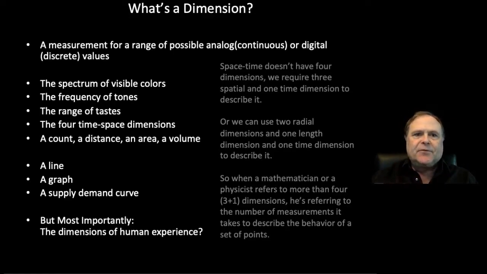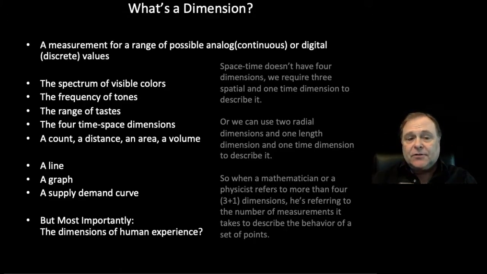It's a measurement for a range of possible, continuous, whether analog, or digital discrete values. Some examples would be the spectrum of colors, the frequency of tones, a range of tastes, the 4 space-time dimensions, and of course the difference between a count, a distance, an area, and a volume. So we have a line, a graph. You have a line, right? A hierarchy, like a tree, and a graph is like a map where you're trying to get to cities. I always think that's a little confusing, because it's just a map.